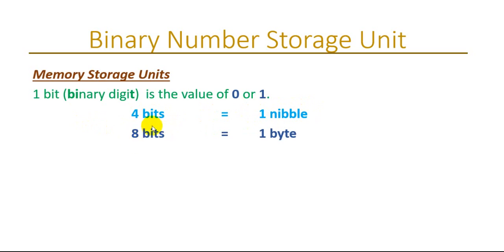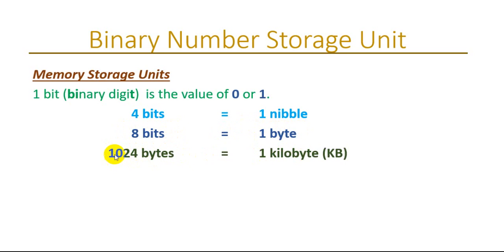Now, this is the most important. Why? Because the processor reads 8 bits at a time. So these 8 bits are called 1 byte. In reality, what the processor reads from memory is 1 byte at a time. Okay. So 1024 bytes is called 1 kilobyte.